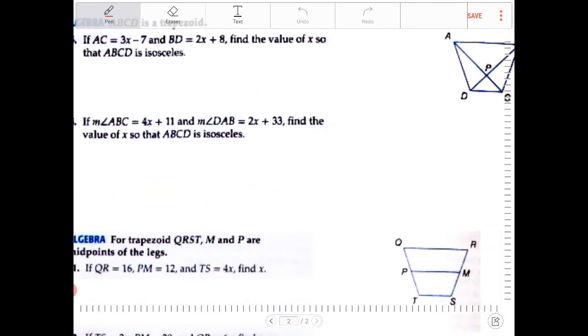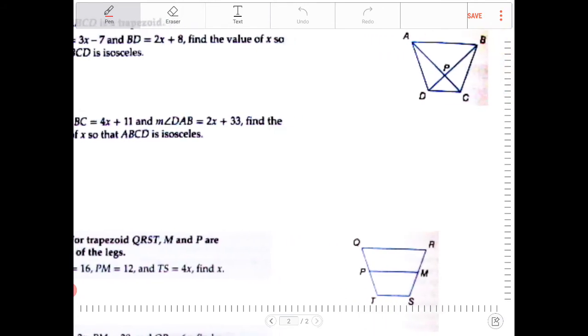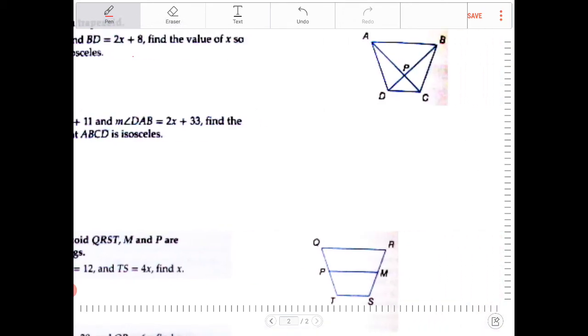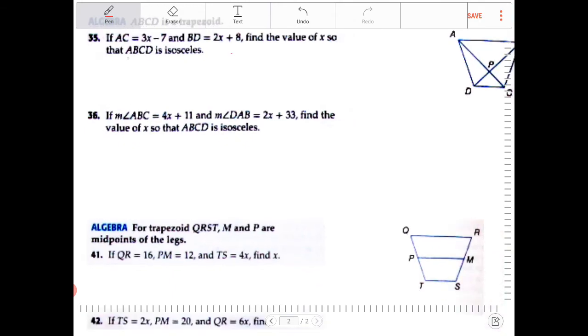Okay, AC is equal to 3x minus 7, and BD is equal to 2x plus 8. So those are diagonals, and it didn't specify whether or not this is an isosceles trapezoid. Oh, it does. ABCD is isosceles. So therefore I can say 3x minus 7 is equal to 2x plus 8. I need to find the value of x, so subtract 2x, I get x. Add 7, I get 15.